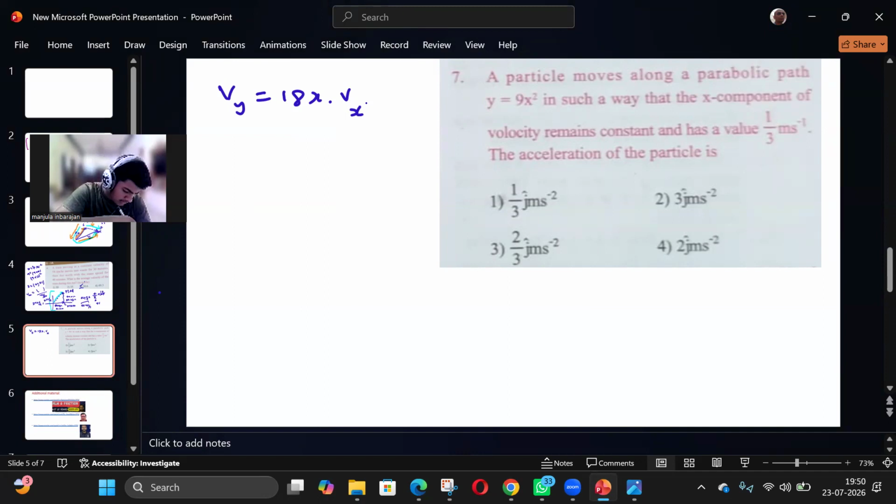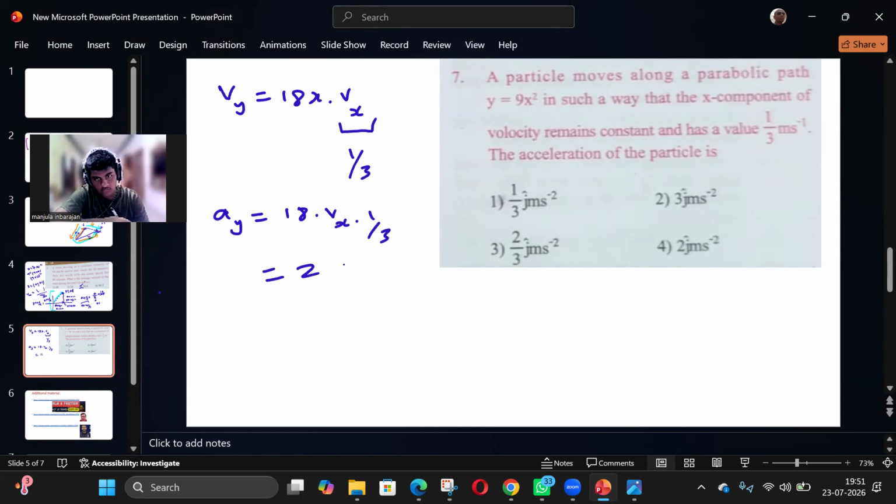vy is equal to 18x times vx, and this vx is constant, which is 1/3. So 1/3 of 18, and differentiate this thing again. 18 into vx, which is again 1/3. So this is 6. So ay is 2, and ax is 0.